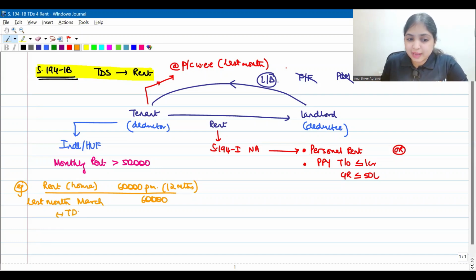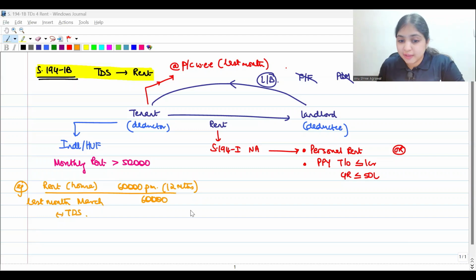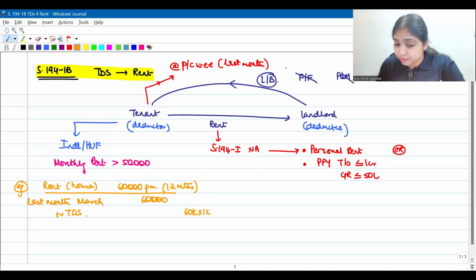So under 194IB, I will deduct tax. I will deduct tax in the last month. In the month of March, I will deduct tax. But in the month of March, when I'm deducting, I will not deduct just for March. I will deduct for the entire year in the month of March. You're understanding? We will deduct tax in the last month, but we will not deduct tax only for the last month. We will deduct tax for the entire year in the last month. So when will we deduct tax? In the last month. But for which transaction will we deduct tax? For the entire year, we will deduct tax in the last month. So in the entire year, how much rent have we paid? 60,000 into 12.